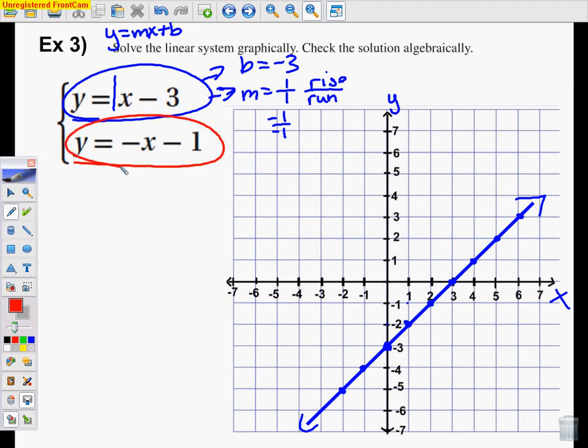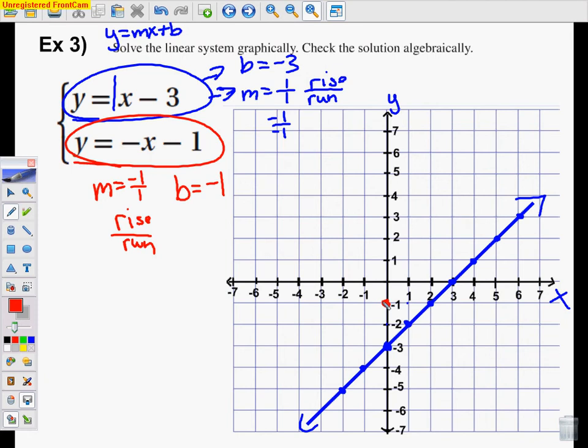Now, the second line, or second equation, is that in slope-intercept form? Yes. How do you know? Because y is by itself. So what's the y-intercept? -1. What's the slope? That's also -1. Now once again, because we're going to be graphing, we want to put that as a fraction. So that's going to be -1 over 1, so that we can do our rise over our run. So the y-intercept is -1, and the slope is -1 over 1.